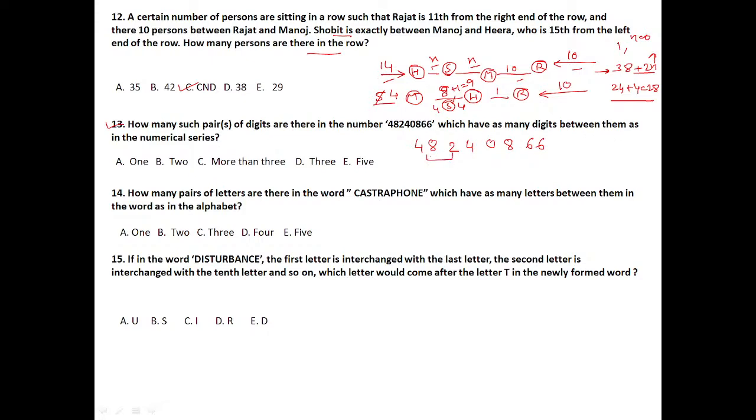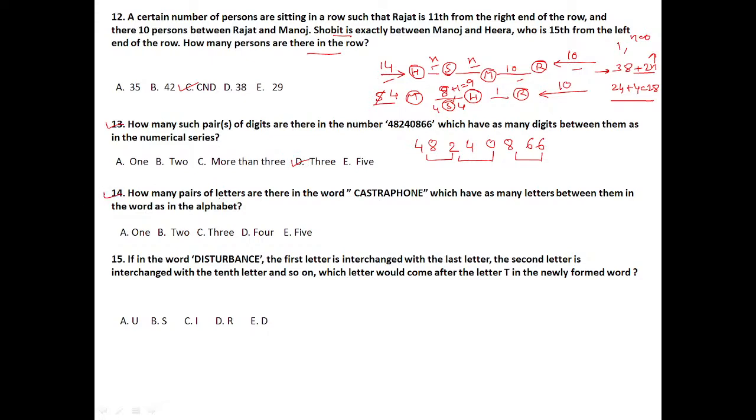So 2, 3, 4 is one series, 6, 7, 8 is one series, 0, 1, 2 is one series, right? Can anything else come here? 4, 5, 6, 7, 8. No, only 3 is there. So option D is the correct answer.